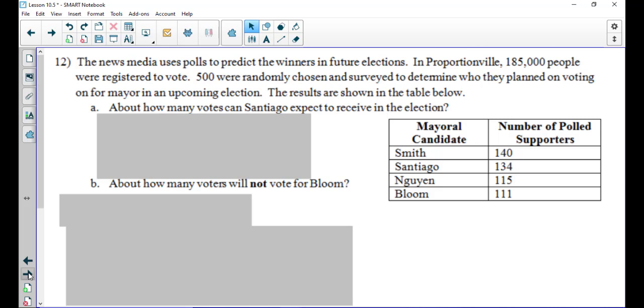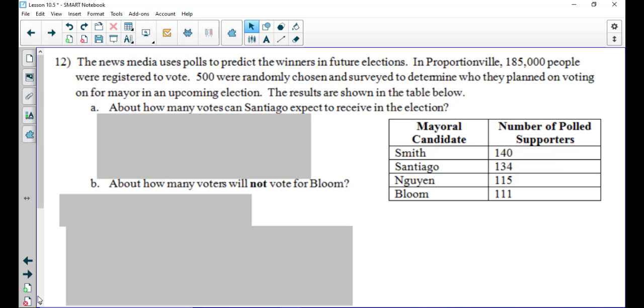All right, number 12. The news media uses polls to predict the winners in future elections. In Proportionville, 185,000 people were registered to vote. 500 were randomly chosen and surveyed to determine who they planned on voting for for mayor in an upcoming election. The results are shown in the table below. A says, about how many votes can Santiago expect to receive in the election?